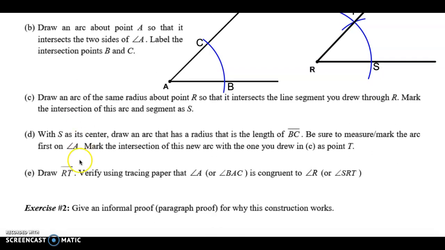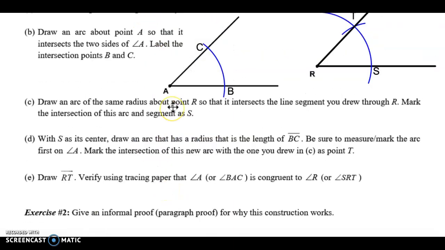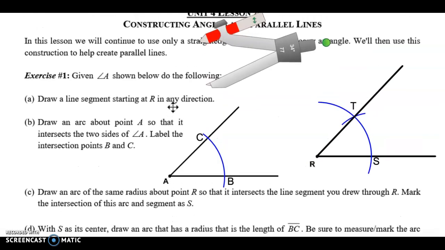Exercise 2. Now, we're not going to verify using tracing paper. Okay, we're going to cross that off. So these were just the directions for all of that. I am not going to verify using tracing paper, but I am going to give an informal proof for why this construction works. Here's the deal with the proof. AB is actually the same length as RS because I used a compass, and the distance from R to S is the same as the distance from A to B.